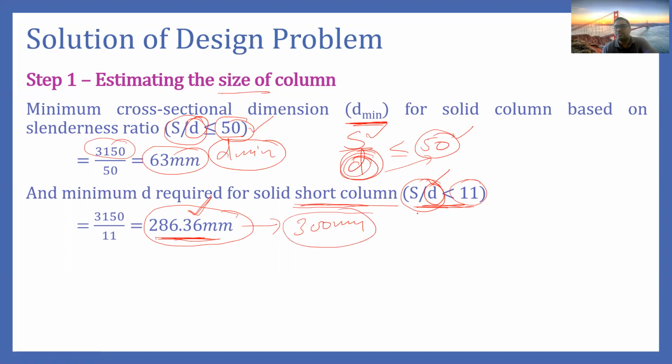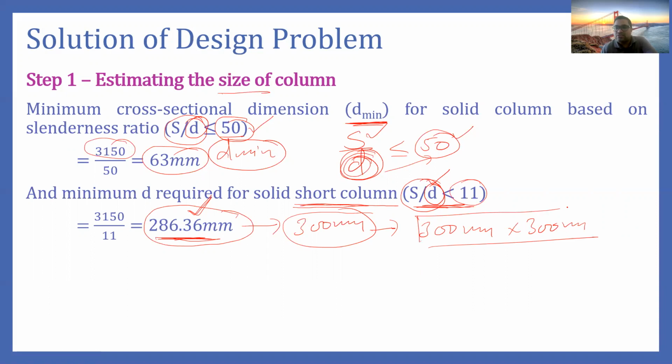And also there is no mention whether we should design a rectangular column or a square column. So initially we will assume that we are designing a square column with dimensions 300 mm by 300 mm. That is our initial estimation of the size of the column.